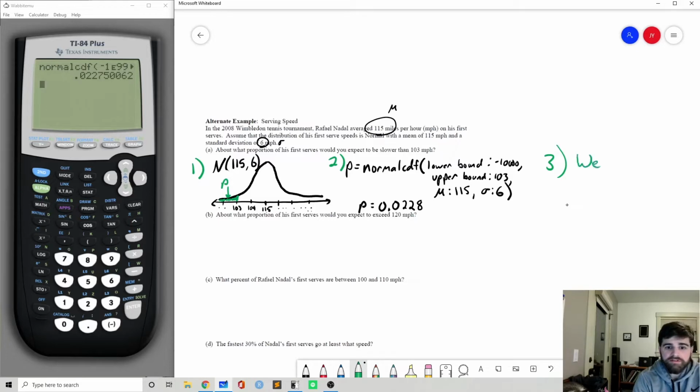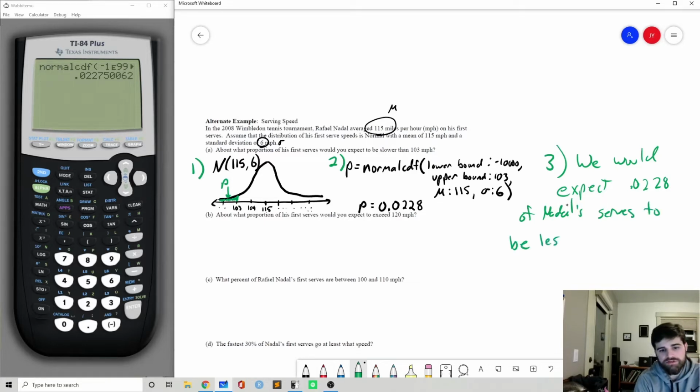So we would expect 0.0228 of Nadal's serves to be less than 103 miles per hour. Cool. So we just took our answer, 0.0228, and threw it into a quick sentence with some context. First serves is what I should have said. That's okay. Cool. So that's our 3-step process.